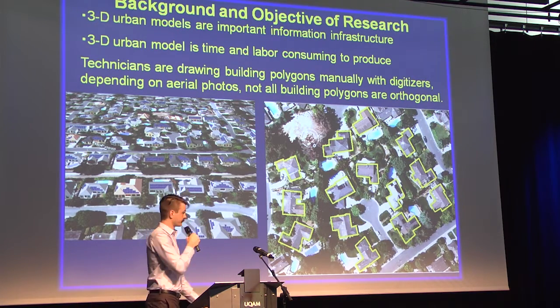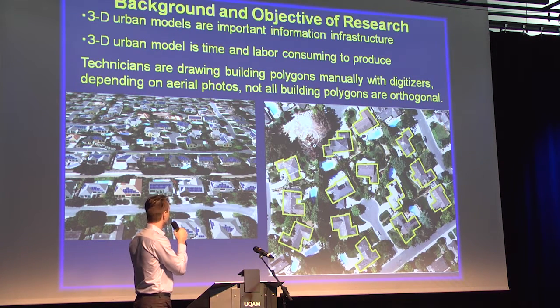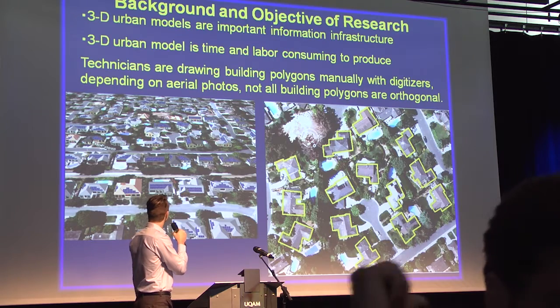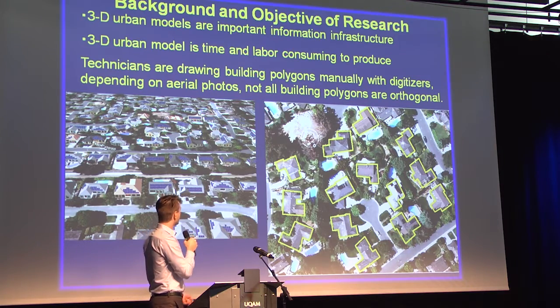So, background and objective of the research. 3D building models are important information infrastructure. They're time and labor consuming to produce, and technicians are drawing building polygons manually with digitizers, depending on aerial photography. Not all buildings are orthogonal.